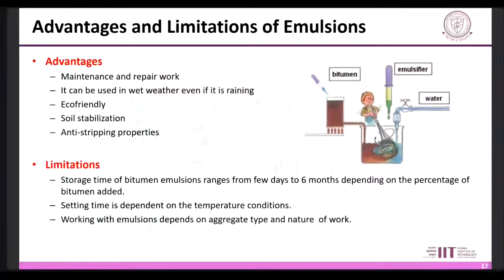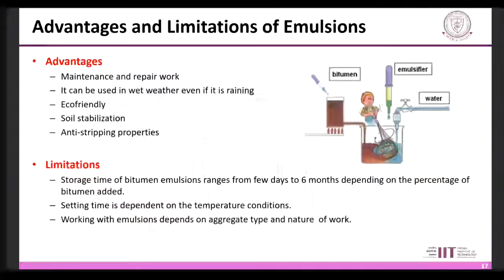If the storage time is higher, like 8 to 10 months, then the bitumen emulsion will settle down, and there is a problem of settlement. The setting time is also dependent on the temperature conditions. If the temperature is higher, then they may settle down, and if the temperature is lower, then they may be stable.